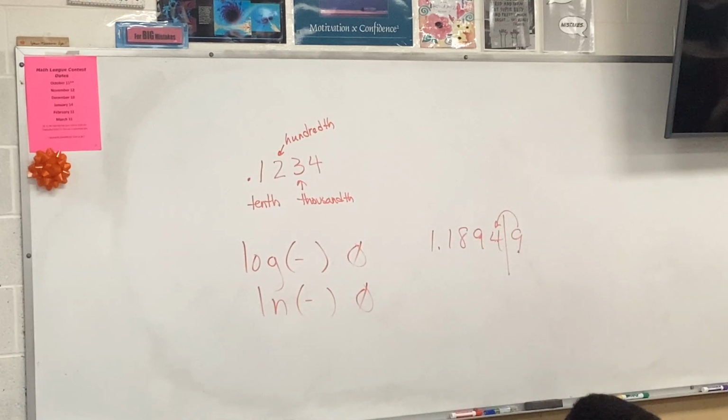Negative. We got a negative, and that's okay. Some of your logarithms are going to be negative. It's perfectly all right. Negative 3.1355.